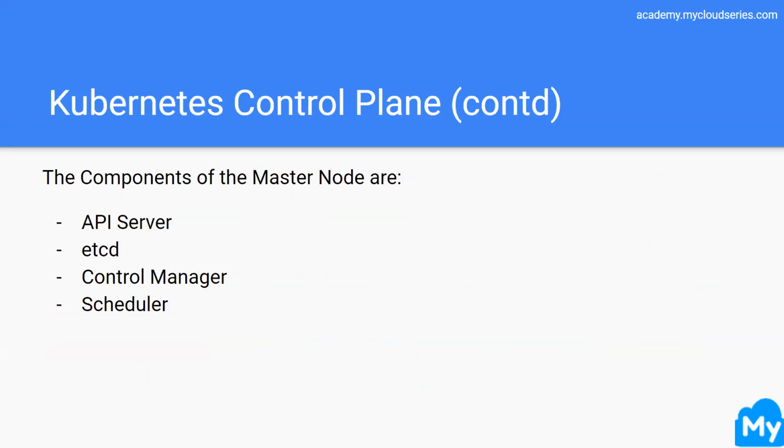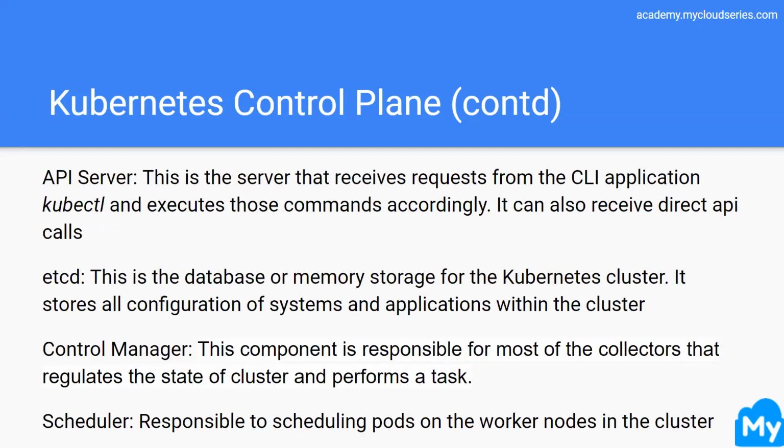We have the API server, we have the etcd, we have the control manager, and we have the scheduler. The API server, etcd, control manager, and then the scheduler. Now, let's look at these four components individually. So the first one is the API server.